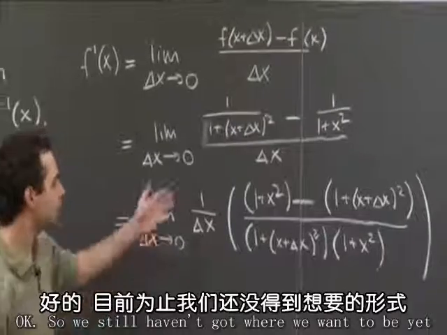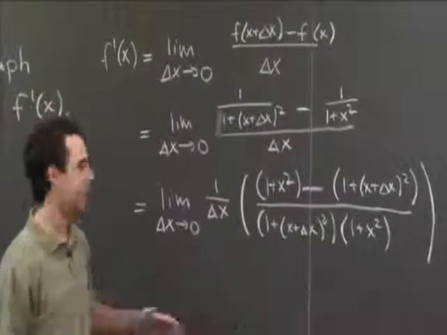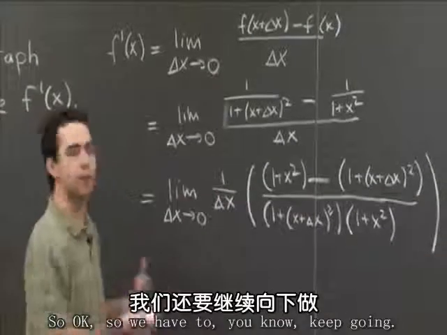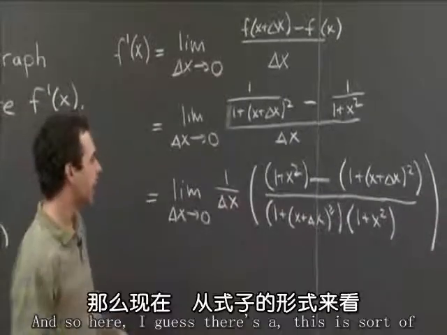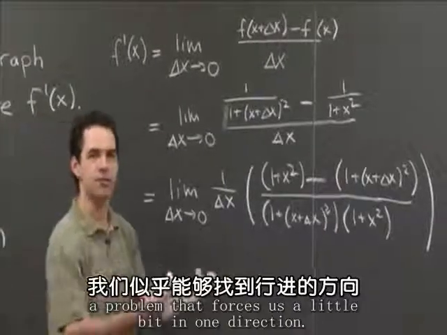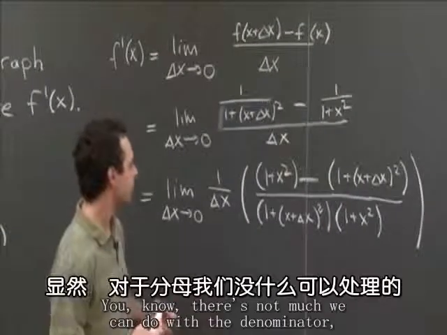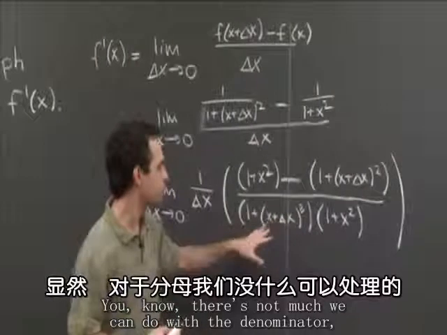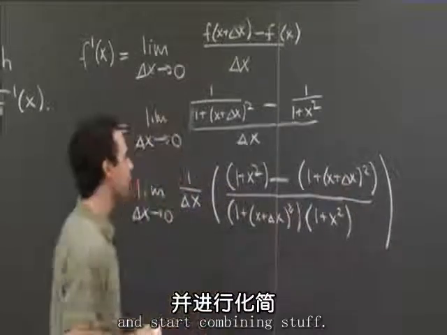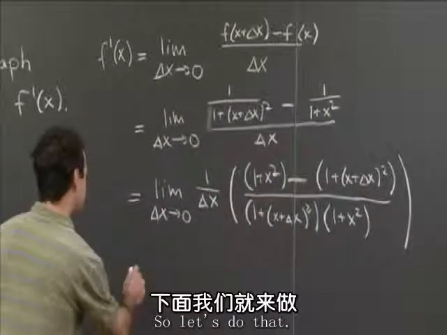OK, so we still haven't got where we want to be yet, because we still have this 1 over delta x hanging out. So we have to keep going. And so here, I guess this is a sort of problem that forces us a little bit in one direction. There's not much we can do with the denominator, but here in the numerator, we could expand this out and start combining stuff. So let's do that.